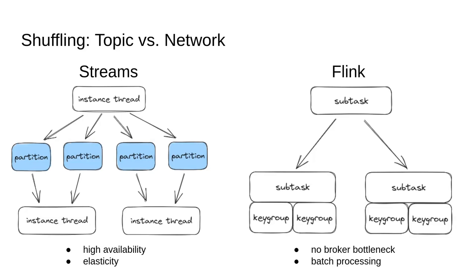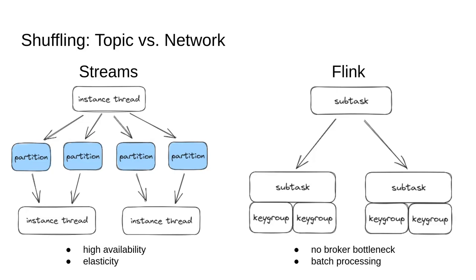In contrast, on Flink, like I said a moment ago, if you want to scale up or down, or if you have a failure and recovery, it requires the entire job to stop, fall back to the last checkpoint, rebuild the state, and then it can start processing again. On the plus side, Flink has a much higher bandwidth channel. There's no Kafka to be a bottleneck in between two subtasks.